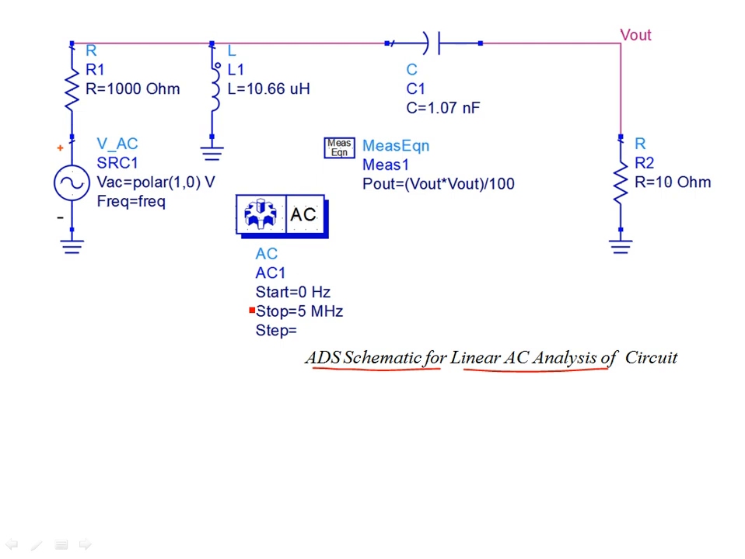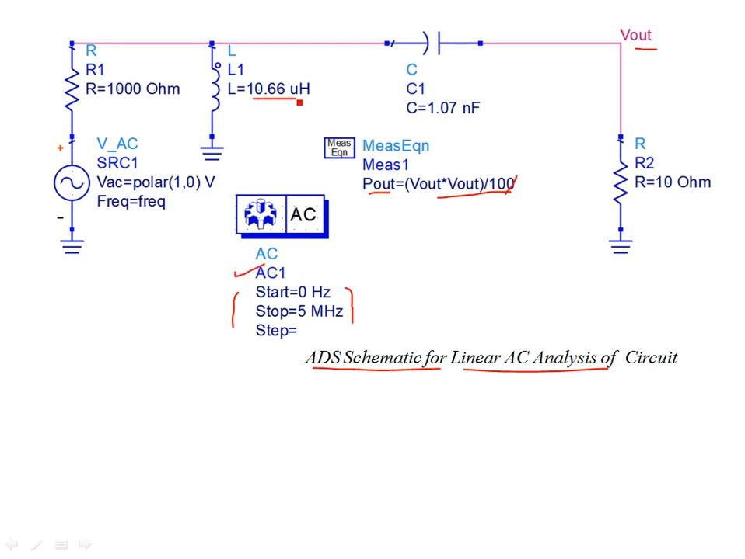We are going to run this simulation sweeping the frequency from 0 to 5 megahertz linearly and find out the power output, which is V out square over 100. Why is it 100? V square over R should be 10. Okay, it's not 100, it's 10. So V square over R is going to produce my P out, which I'm interested in measuring with respect to the frequency.